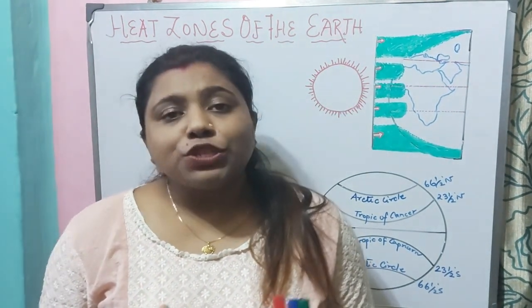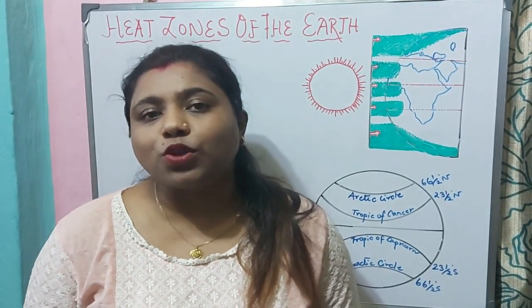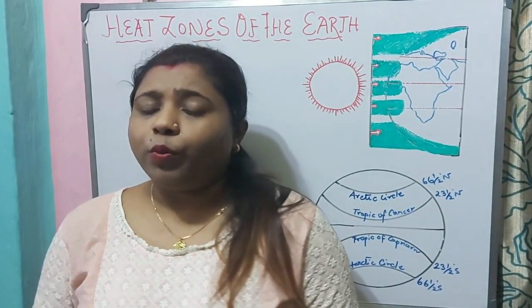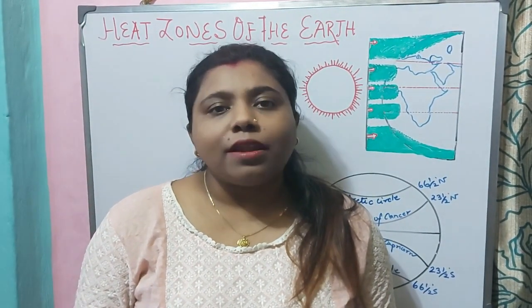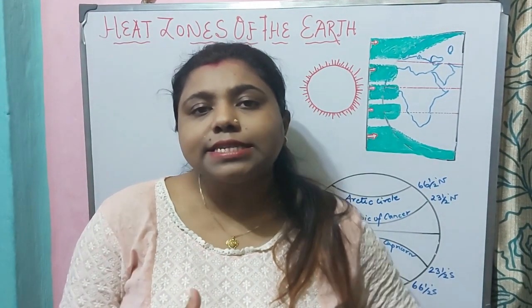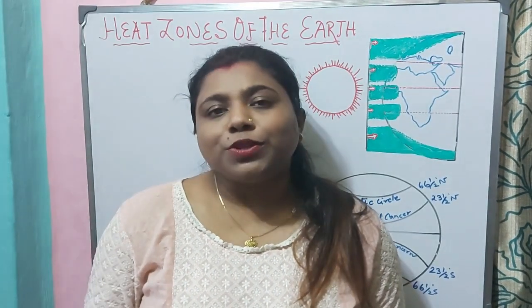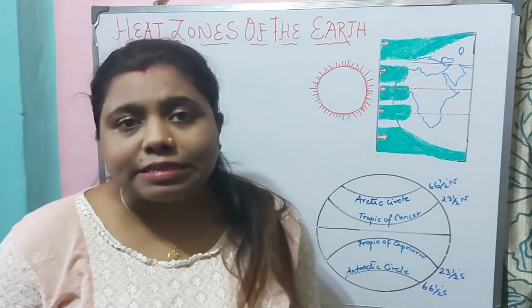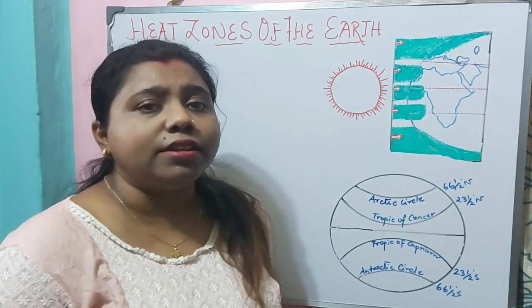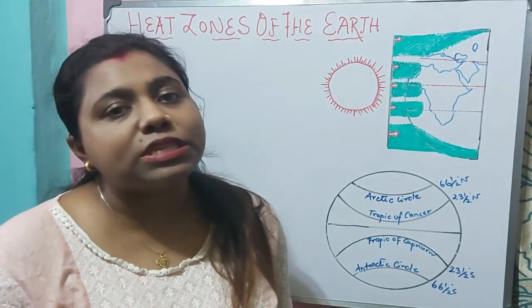Today in this video we will start ahead with a new topic, that is heat zones of the earth. In the last video we tried to understand about the latitudes. What are latitudes? Latitudes are the parallel lines, or we can say the horizontal lines that circle from the equator to the poles. Those are referred to as latitudes. Now the parallels, that means the latitudes, divide the earth into 3 heat zones, and today we are going to read about those heat zones.